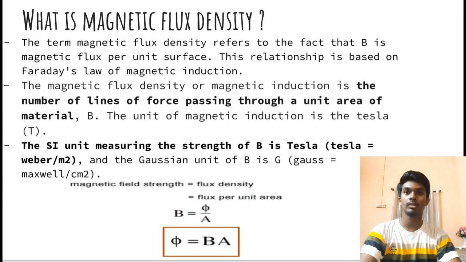The term magnetic flux density refers to the fact that B is magnetic flux per unit surface.